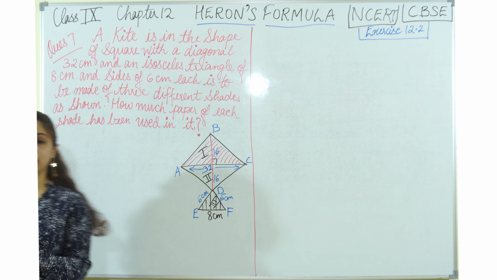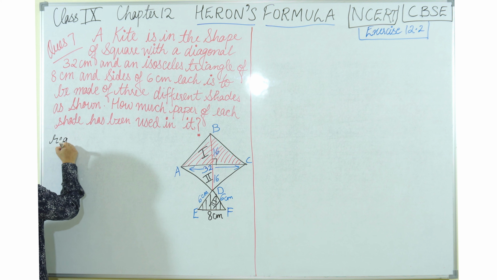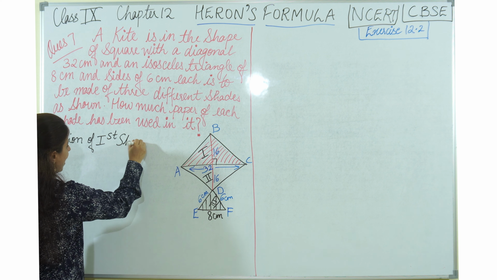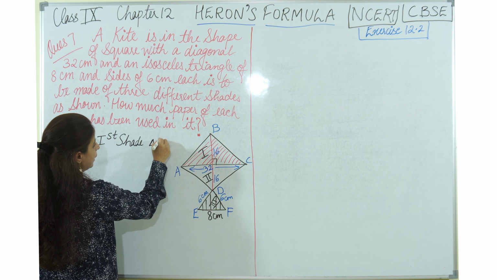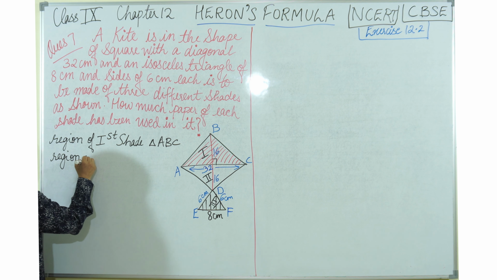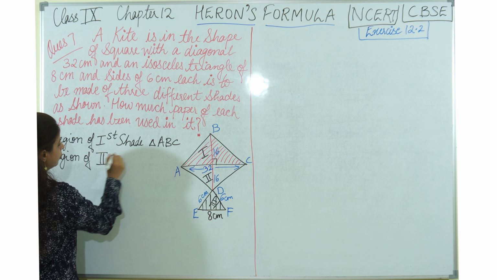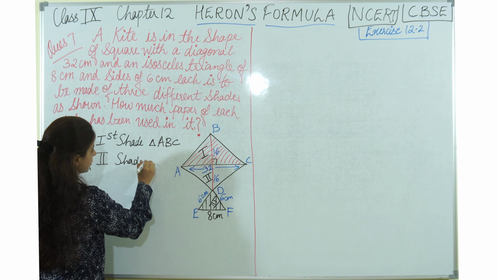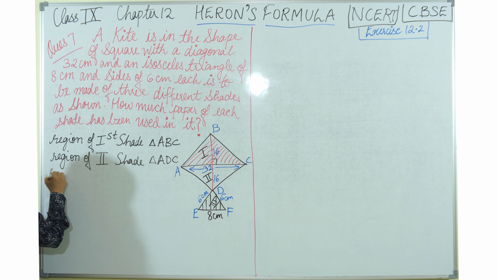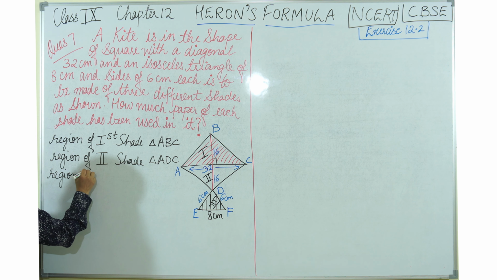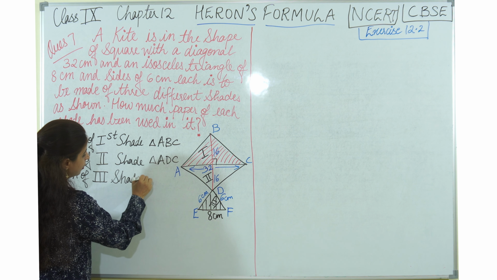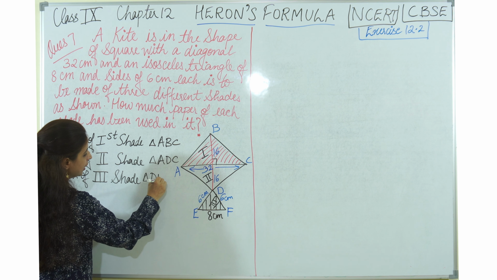So let us write down first the regions. Region of first shade is the triangle ABC. Then region of second shade is triangle ADC, then the region of third shade is the triangle DEF.